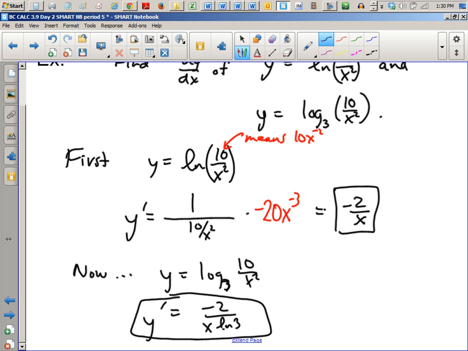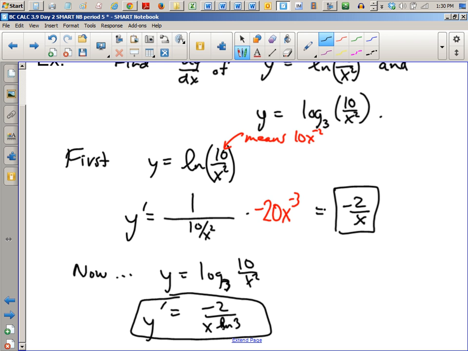I want to show these two side by side because I want to show you that they're really very, very similar. I don't want you to get lost in the notation. We have one basic idea. If the base is anything other than e, you need an extra little ln on the bottom there. Okay.